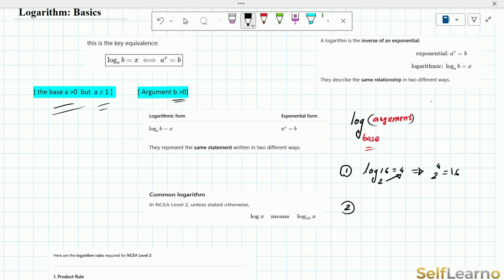One more example in symbols. If you have log x with base m equal to d, how can we convert this into exponential form? Very easy. M to the power d is equal to x. Easy, right? So to convert a logarithmic form into exponential form is not a difficult task, right?